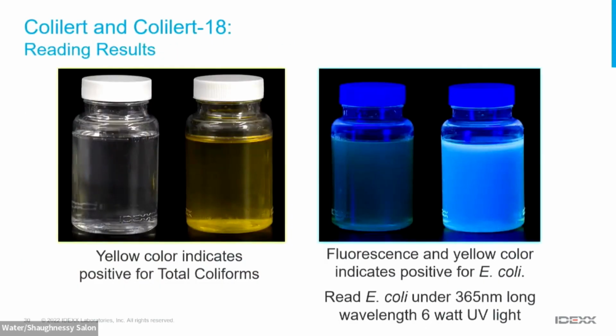So again, presence absence, very simple. Color, yes, no. If you do have yellow, that's a positive for coliforms. Again, you're seeing that usage of that ONPG. And then if you do have yellow, you would then look under a UV light, 365 nanometer, and see if you also have fluorescence. Yellow with fluorescence is a positive for E. coli.